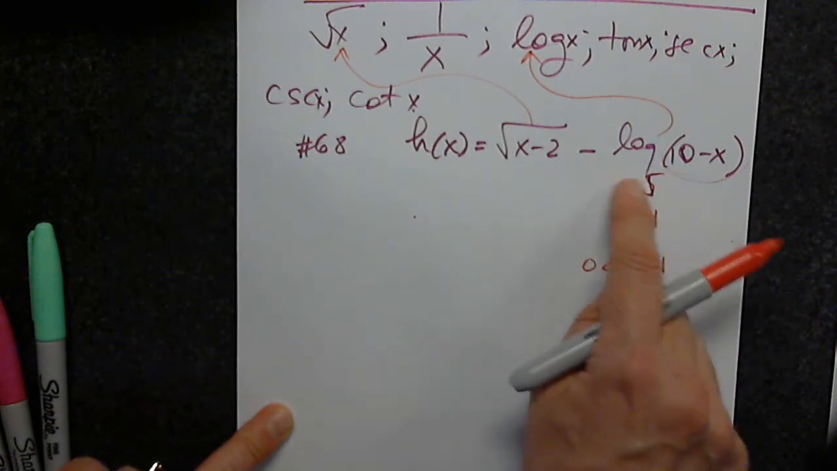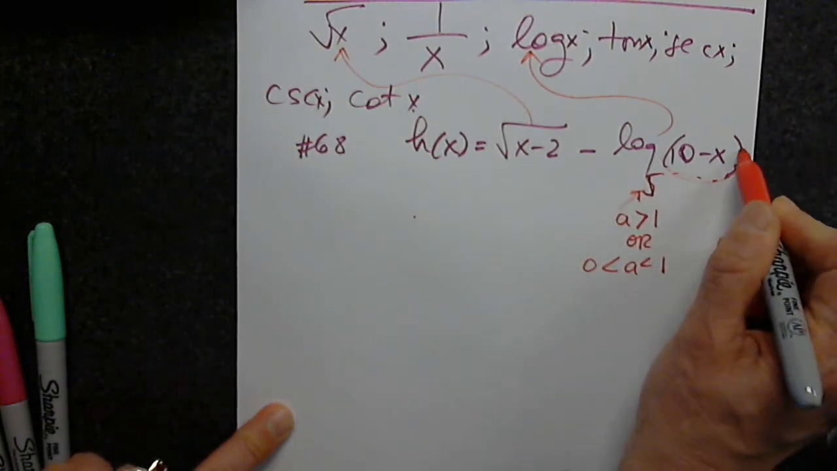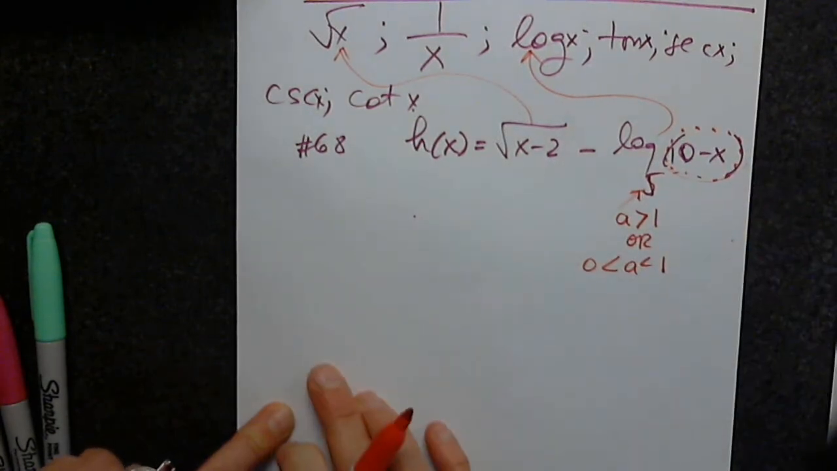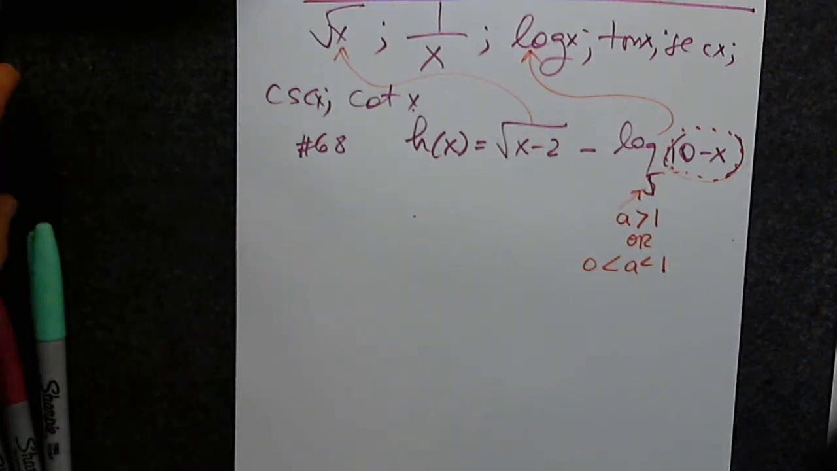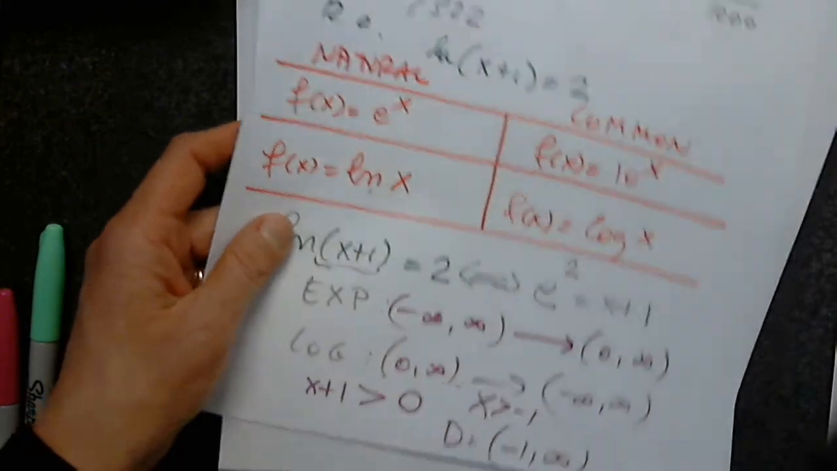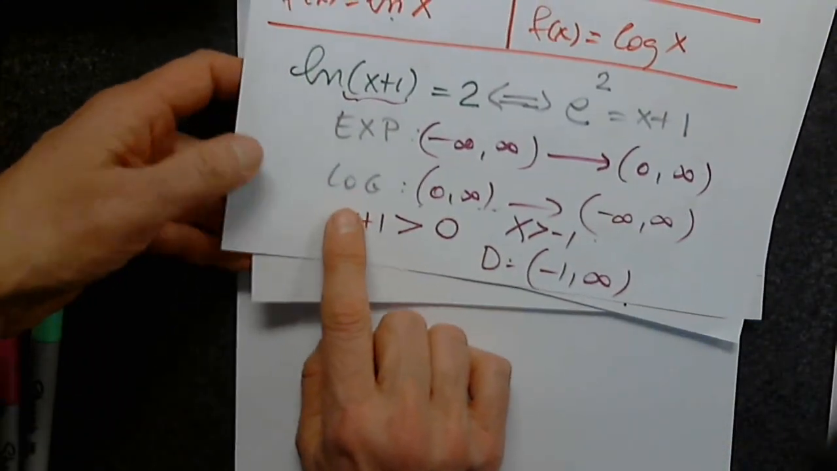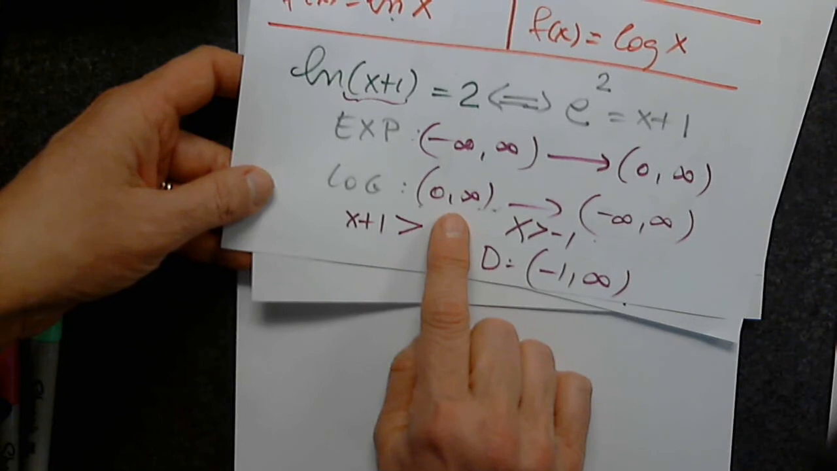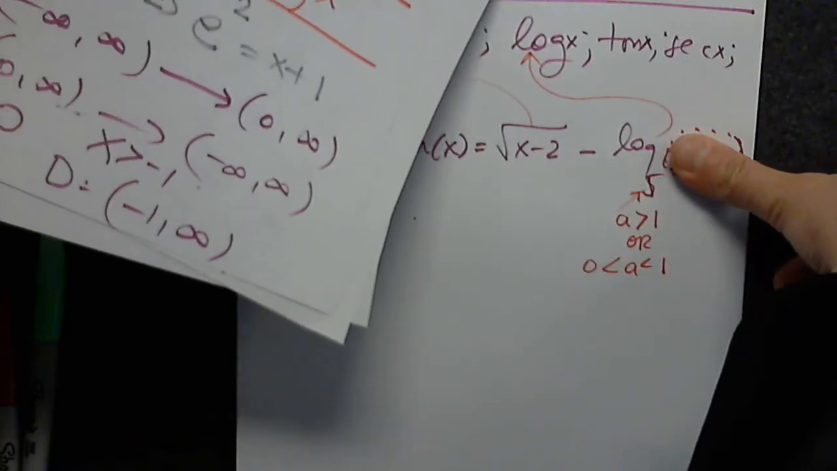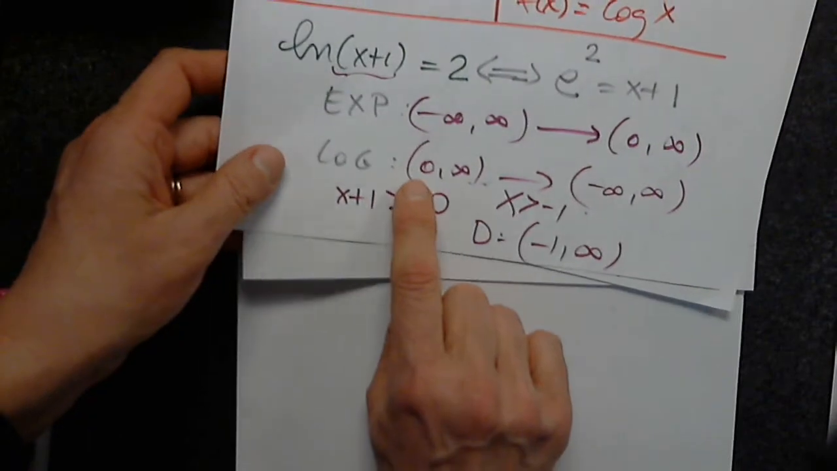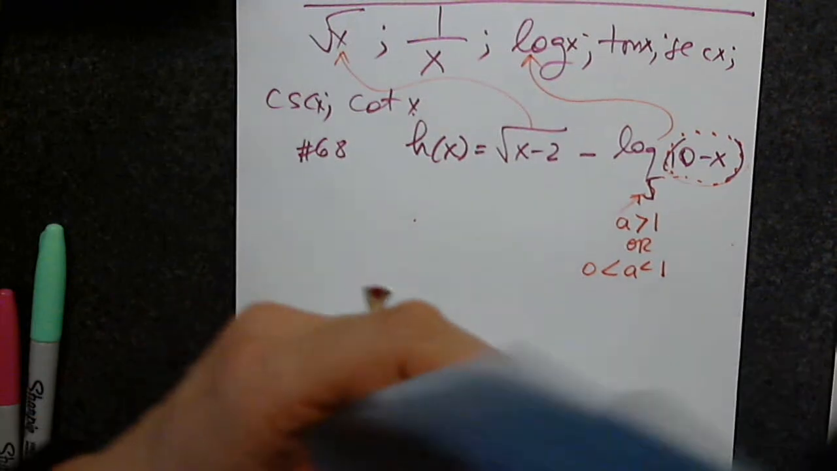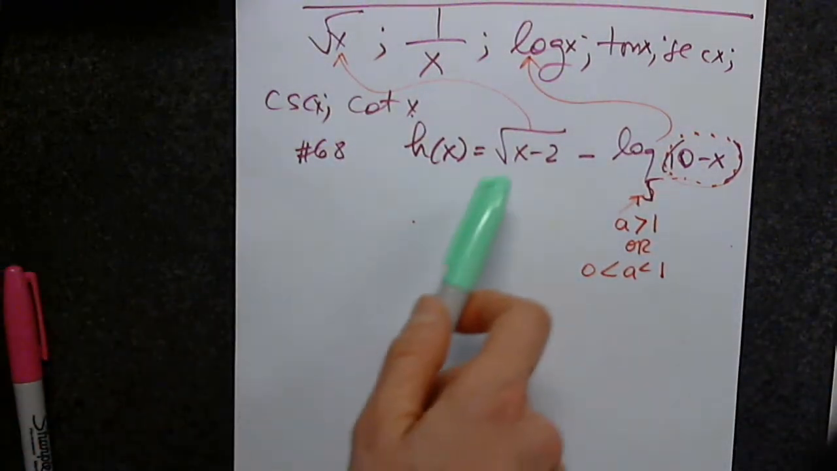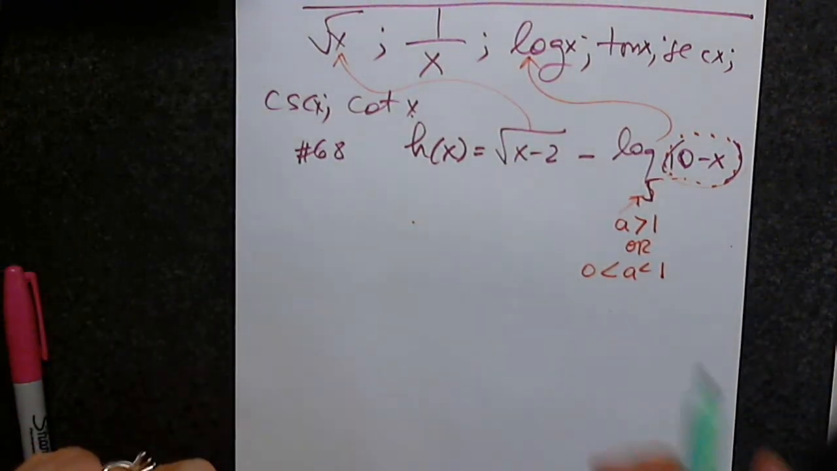So the log exists as long as this quantity is what type of number? Exactly. Which means if this quantity is not a quantity between 0 and infinity, the log does not exist. Gotcha. So let's start with the first function. What do I have to write for the first function to exist?